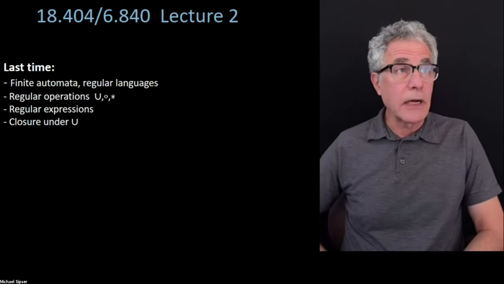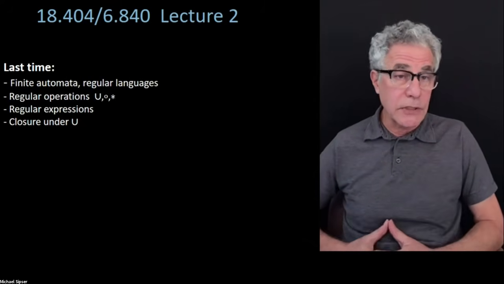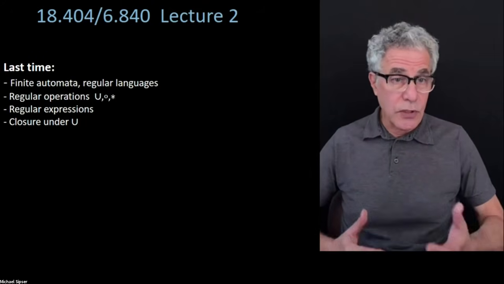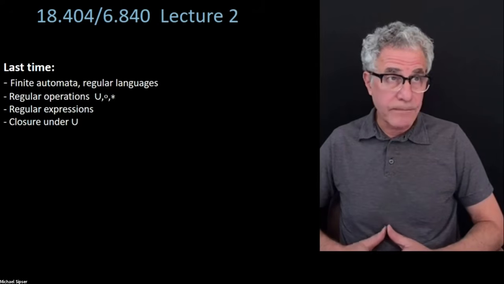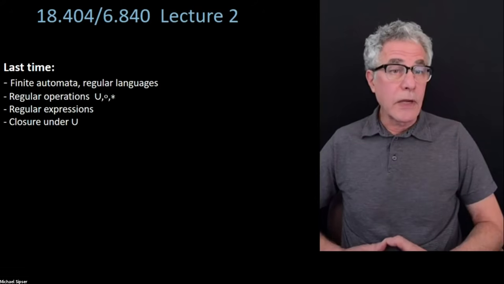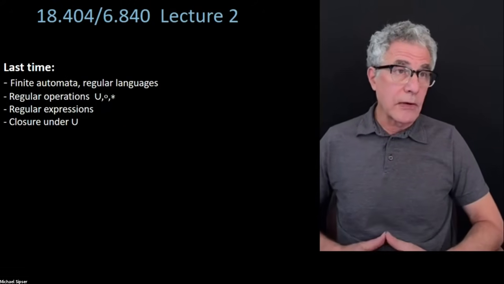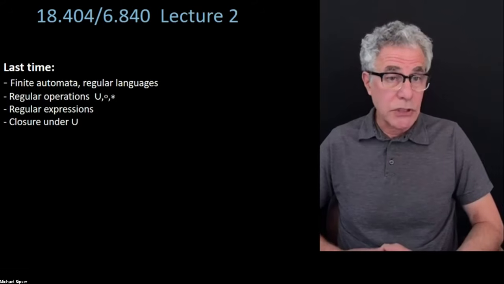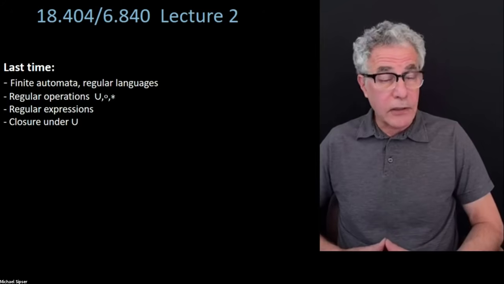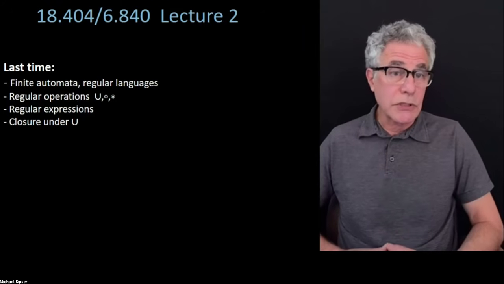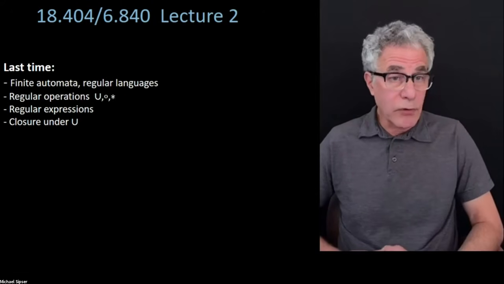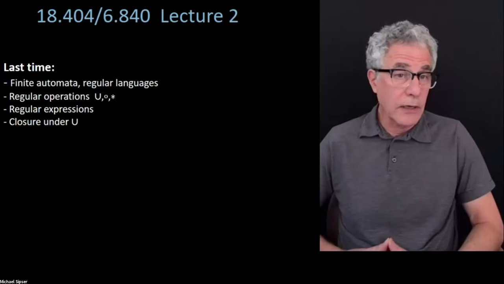What we did last time was, besides introducing the course, we introduced finite automata and regular languages, which are the languages that the finite automata can recognize. We talked about these regular operations, and those allow us to build what we call regular expressions. These are ways of describing languages. So finite automata can describe languages, and regular expressions can describe languages. And one of our goals is to show that those two systems are equivalent to one another, even though they look rather different at first glance.